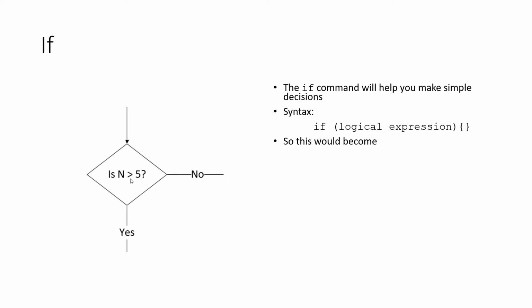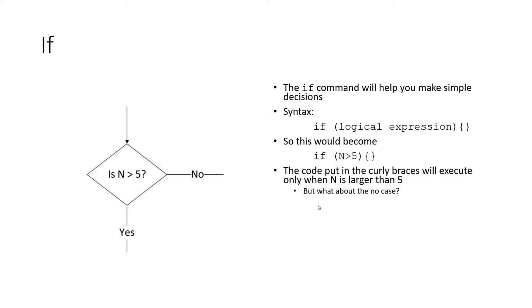So if we would write this one out, it would come to if n is greater than 5. In the case that n is greater than 5, we're going to follow the yes. However, what happens if we have no? What if n is not greater than 5? Well, it turns out that we have no case for this. So we have nothing. If the answer is no, the program just doesn't do anything.